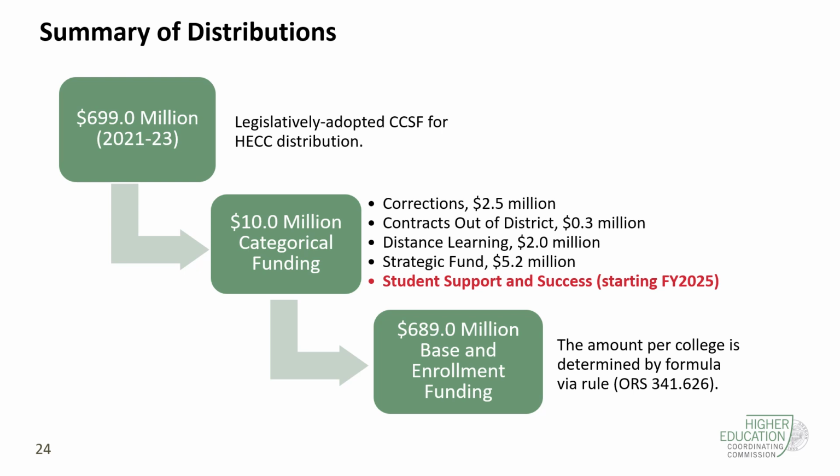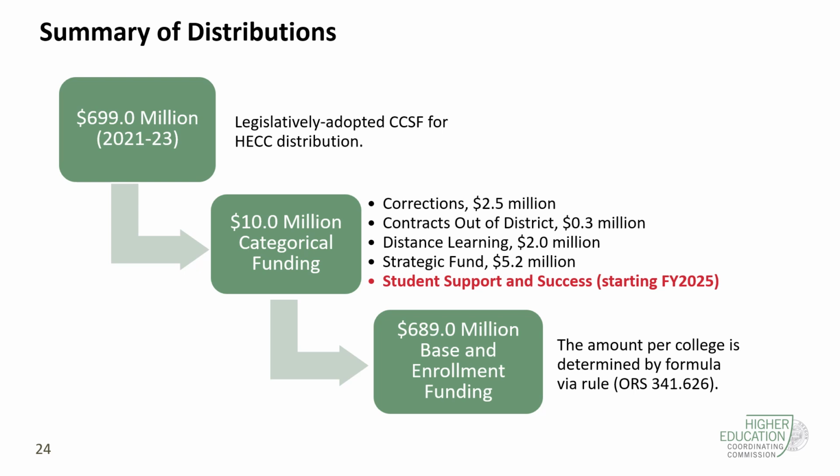So the first step is just showing you a summary of the distributions. It's important here to understand that in Oregon, there's a legislatively adopted community college support fund for the HECC distribution. In the current biennium, that totals $699 million for the biennium. Of that $699 million, we take about $10 million off the top for the four categories of funding. We briefly mentioned the four within the first couple slides of this presentation, and so we reiterate those.